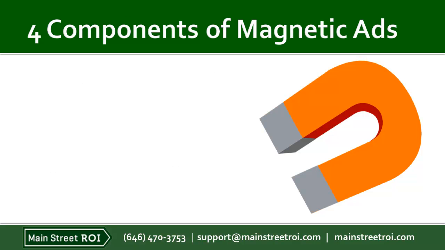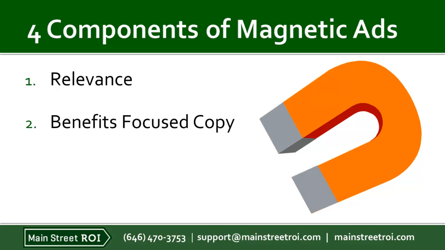Okay, so how do you create magnetic ads? There's 4 components. First is relevance. You want your ads to be extremely relevant for the keyword that was searched. And you can really do that simply by putting the keyword right in the ad copy, ideally in the headline of the ad. Then you want your ads to be benefit focused. And really that comes down to answering the question, what's in it for me? Every prospect, when they're reading your ads, is thinking, what's in it for me? How is this product or service going to benefit me? Then you also want your ads to be specific, and ideally you're calling out to exactly who you want to do business with.